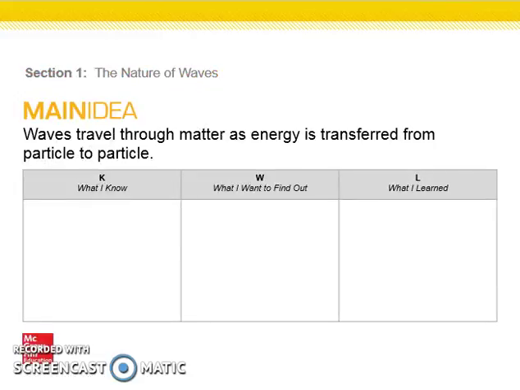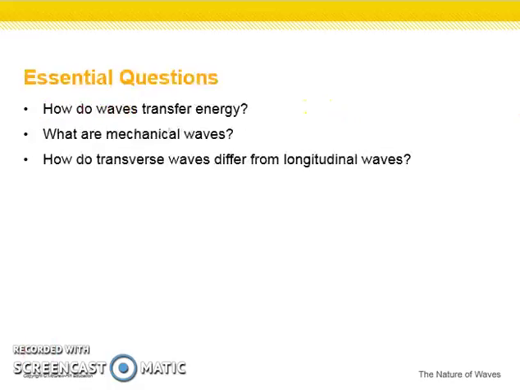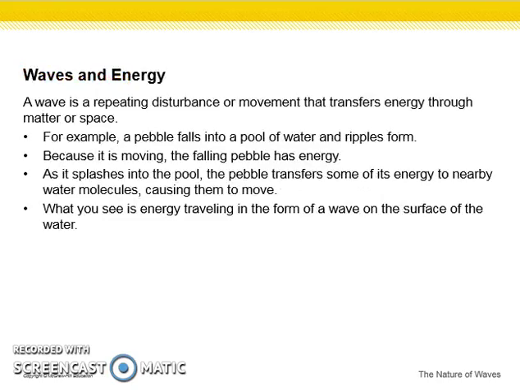So starting us off on lesson 9.1 for the nature of waves. Write down Section 9.1, nature of waves, and the main idea of this section is waves travel through matter as energy is transferred from particle to particle. So, waves and energy. Write it down. A wave is a repeating disturbance or movement that transfers energy through matter or space.